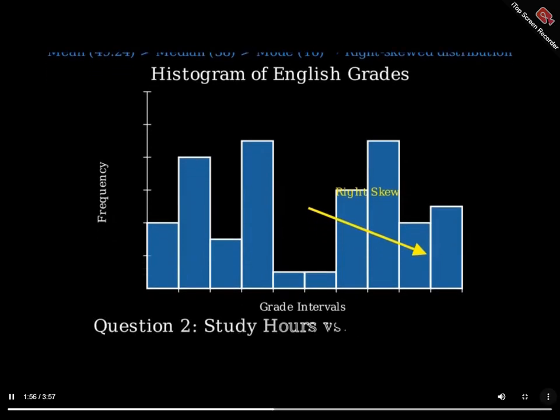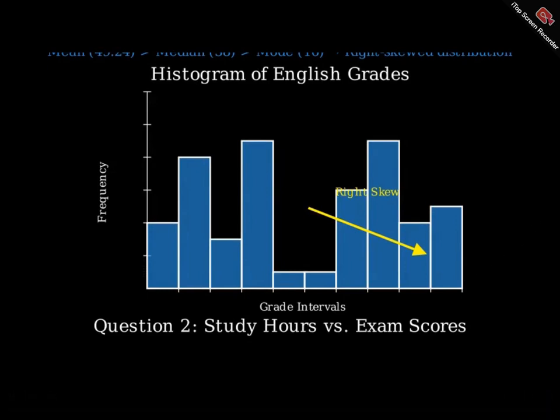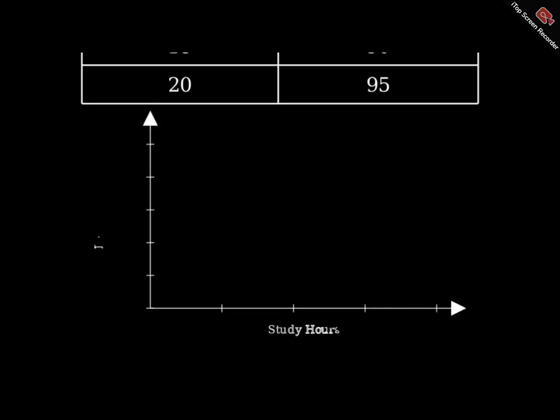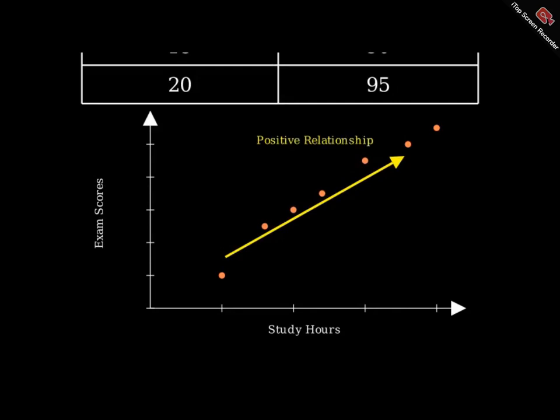Now, let's move on to the second question, which asks us to create a scatter plot and regression line for study hours and exam scores. Here's the given data. Let's create a scatter plot to visualize the relationship. Each point represents a student's study hours and their corresponding exam score. We can see a clear positive relationship. More study hours generally lead to higher exam scores.